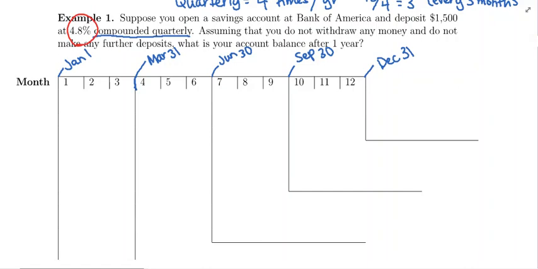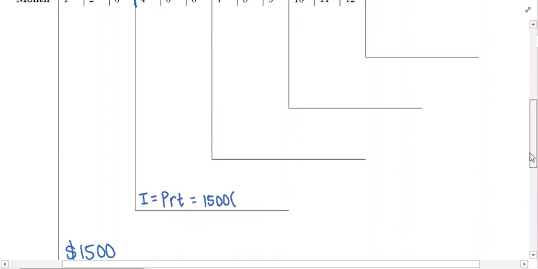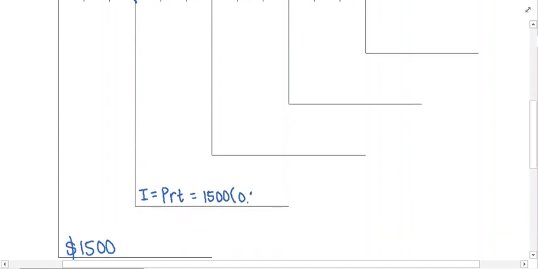Okay, we need to convert that to a decimal. So that's going to be 0.048. Okay, so that's your interest rate. And then you need to multiply by the time.